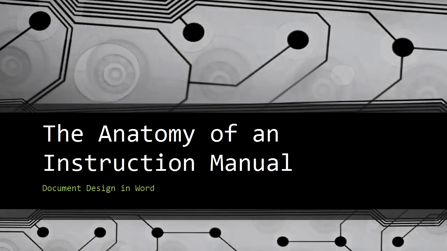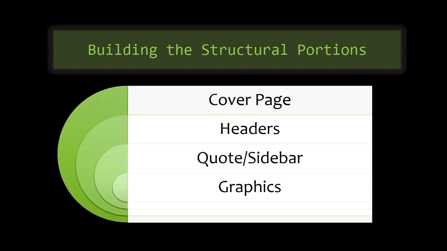In the next few videos, we will be looking at building a document, putting the pieces together. In this case, we'll be looking at the anatomy of an instructional manual, and the things you learn in these trainings will be able to be applied to many different types of documents. We'll be looking at the structural elements of a document.